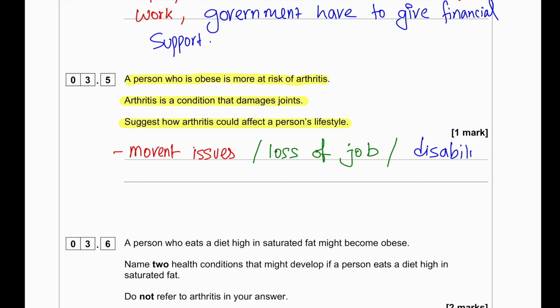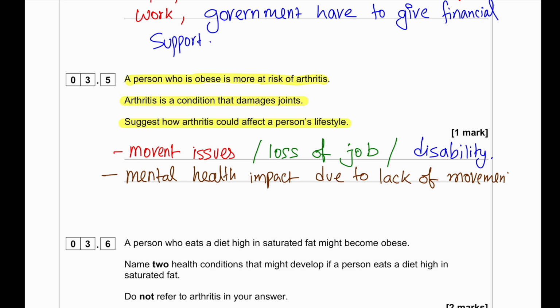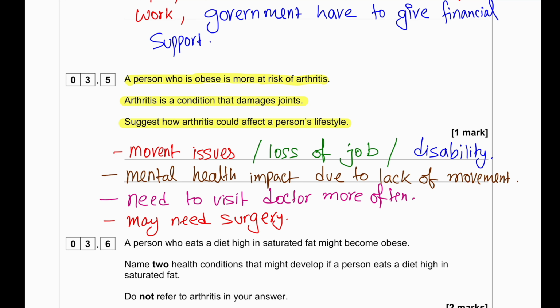The person will lose their job. The person may enter disability. The person's mental health will be impacted due to lack of movement. The person may need to visit the doctor more often, and the person may need to undergo surgery. All of these are valid points. We need only 1 point from all of this to get our mark.